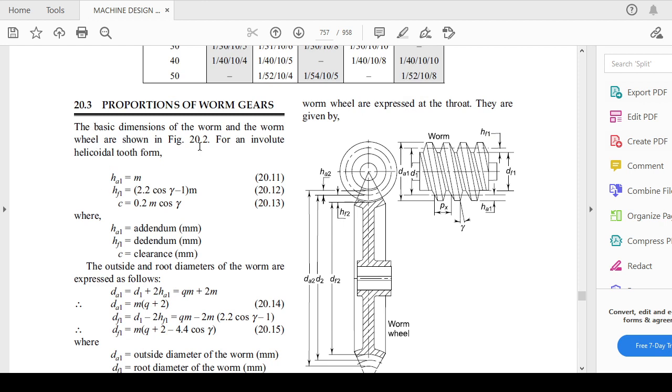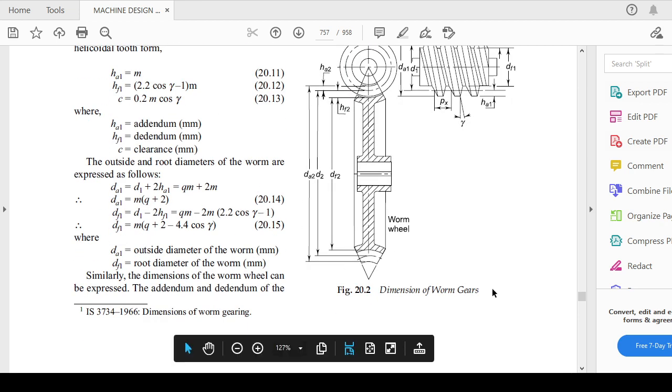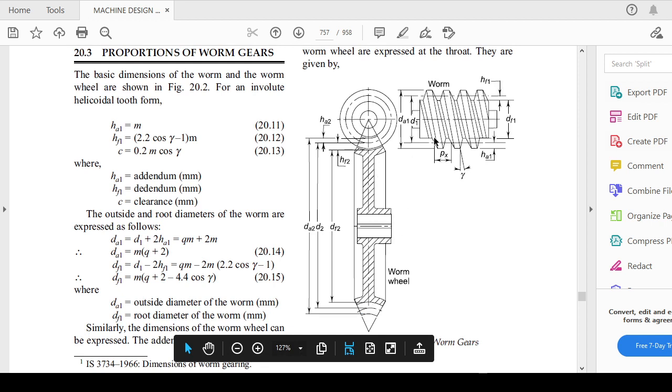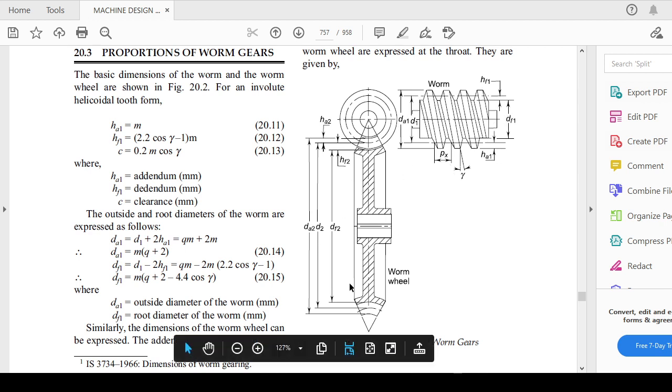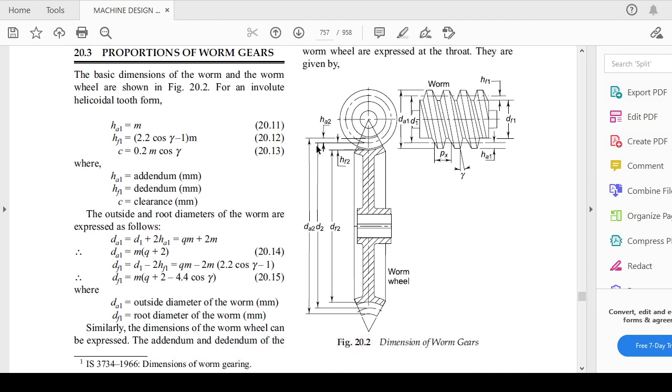As you can see, the basic dimensions for the worm and worm wheel are as shown in the figure. This is the worm wheel and this is the worm, where px is the pitch, ha1 is the addendum height, then hf1 is the dedendum. Then this is the diameter of addendum and this is the diameter of dedendum. In the same way you can correlate the nomenclature of the worm wheel: dedendum diameter, addendum diameter, then hf2 is dedendum and ha2 is addendum. Basically suffix 1 is used for the worm and suffix 2 is used for the worm wheel.